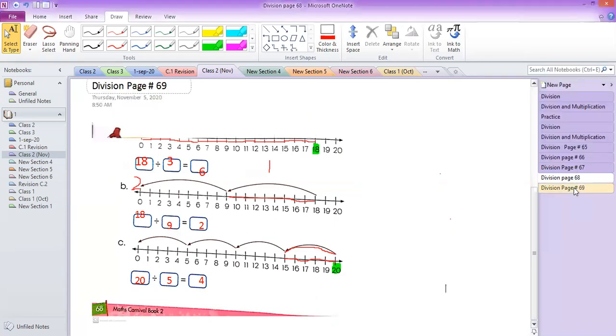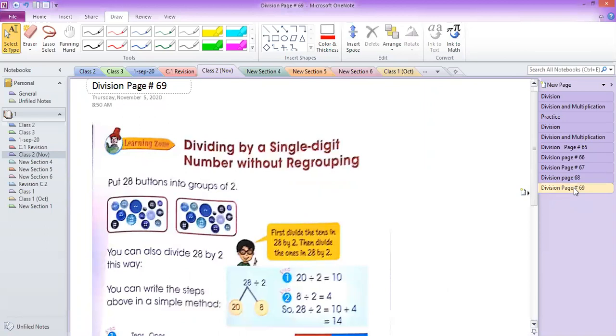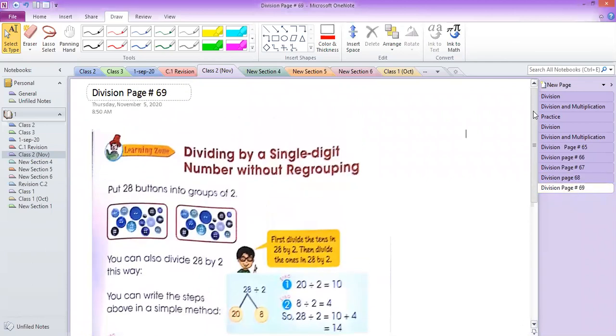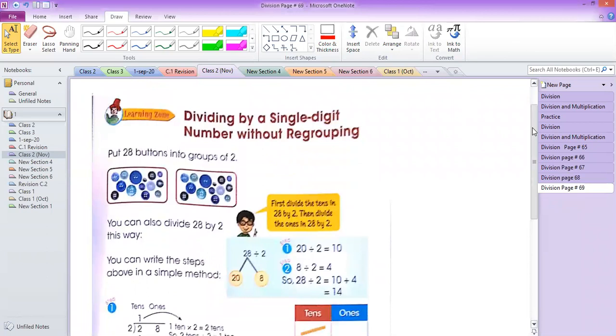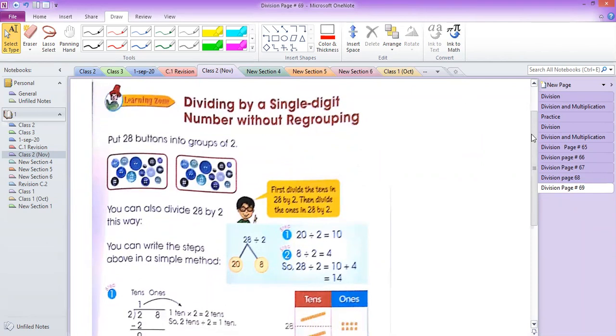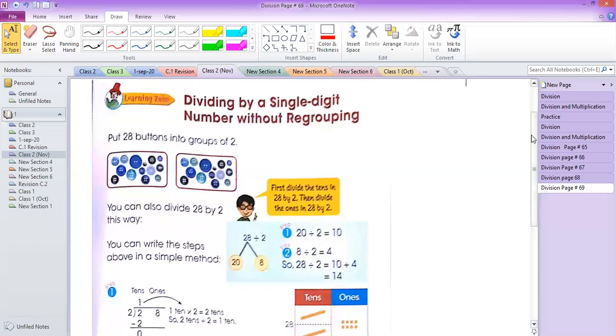Please open page number 69 of your book. On page number 69, guys, we are going to start the topic dividing by a single digit number without regrouping. Here we are going to learn a method for division, actually the long division.